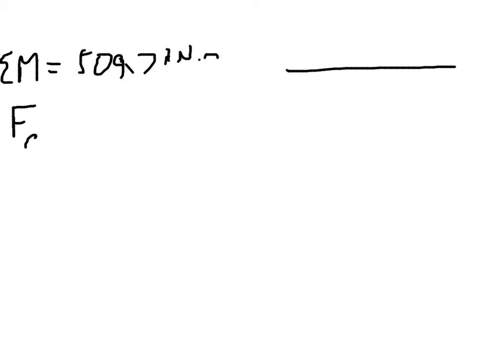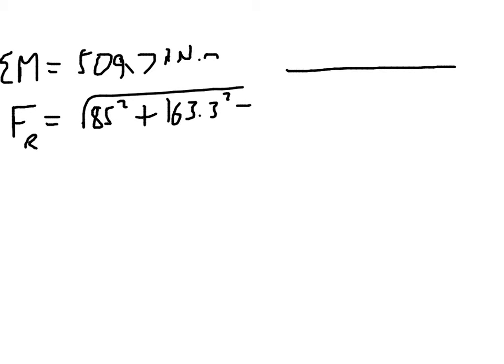So our resultant force is going to be 85 squared plus 163.3 squared, all square rooted, which equals 184 kilonewtons. So we now know somewhere along our beam from A there is a force acting of 184 kilonewtons. We don't know this distance yet. We don't know this angle, but we can work them out.